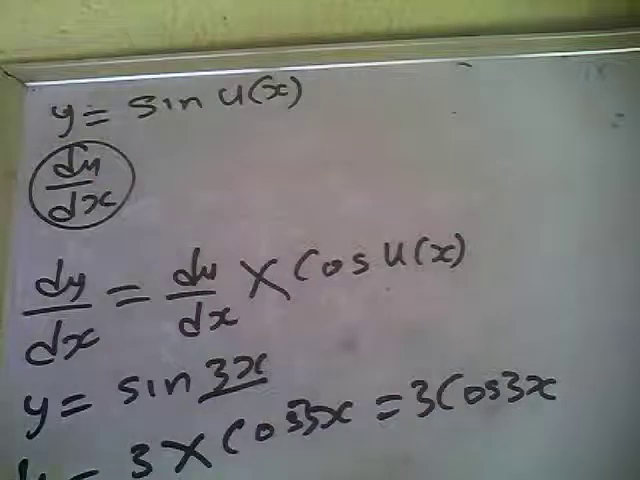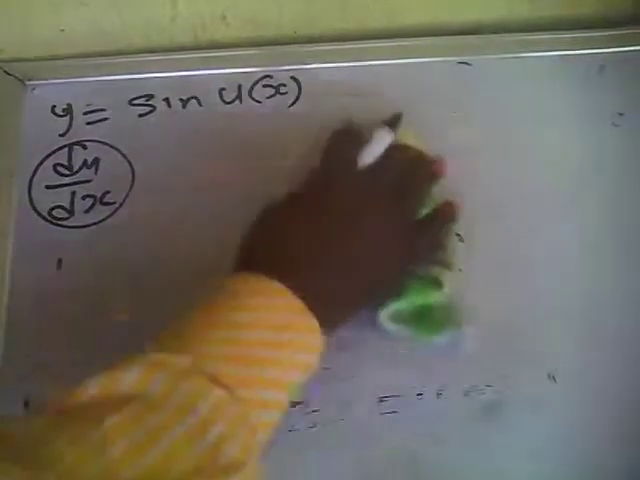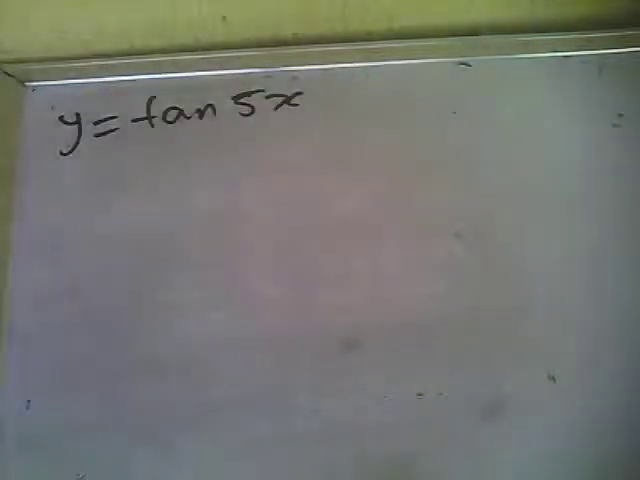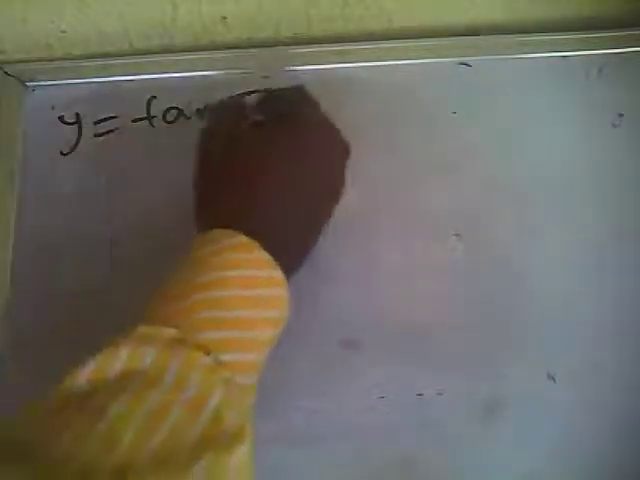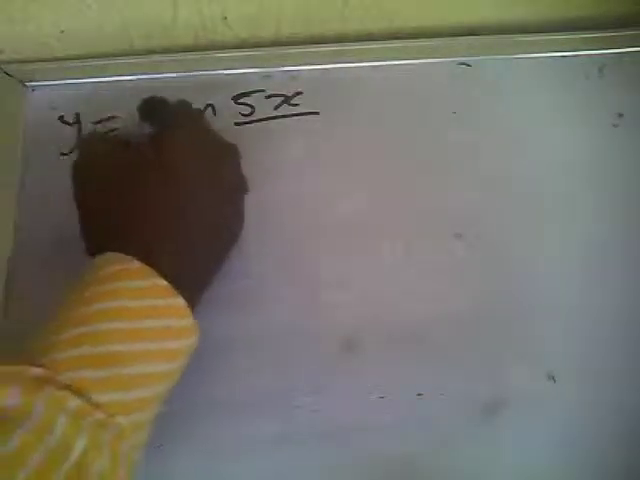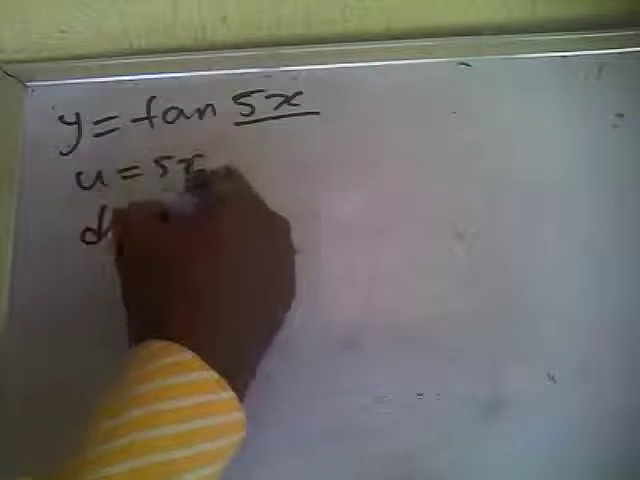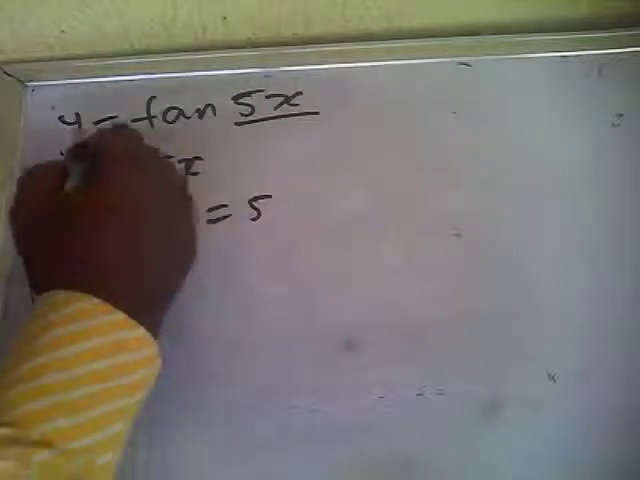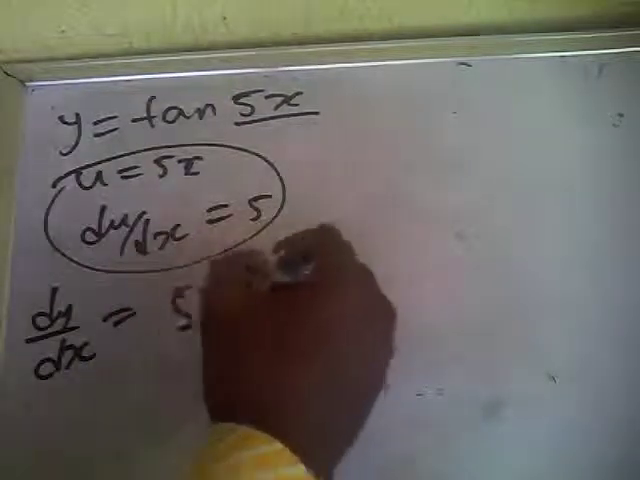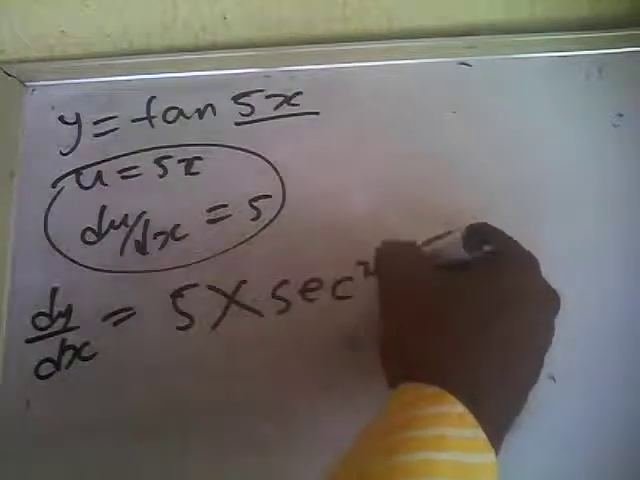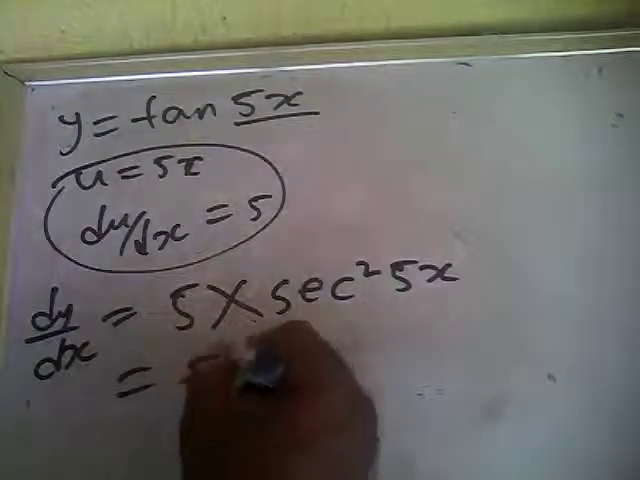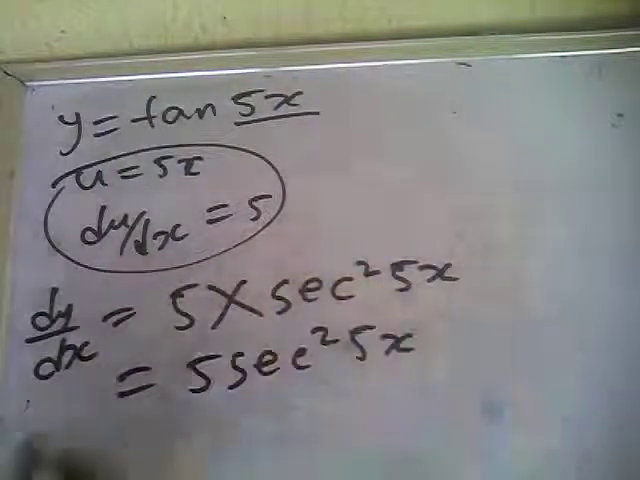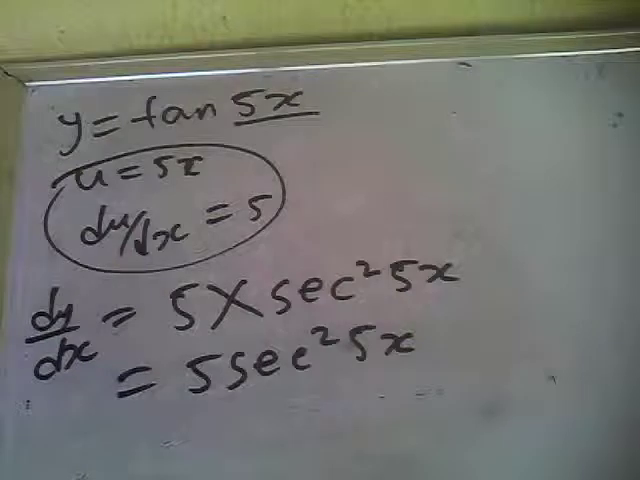In the same vein, when we have the tan function of x, if y is tan 5x, what we are going to do is, if we have u as 5x, du/dx is going to be 5. Then we pick that 5. So dy/dx will be the derivative of u, which is 5, multiplying sec squared, then we repeat the u of x. So that is 5 sec squared 5x. That's how to differentiate a tan function.